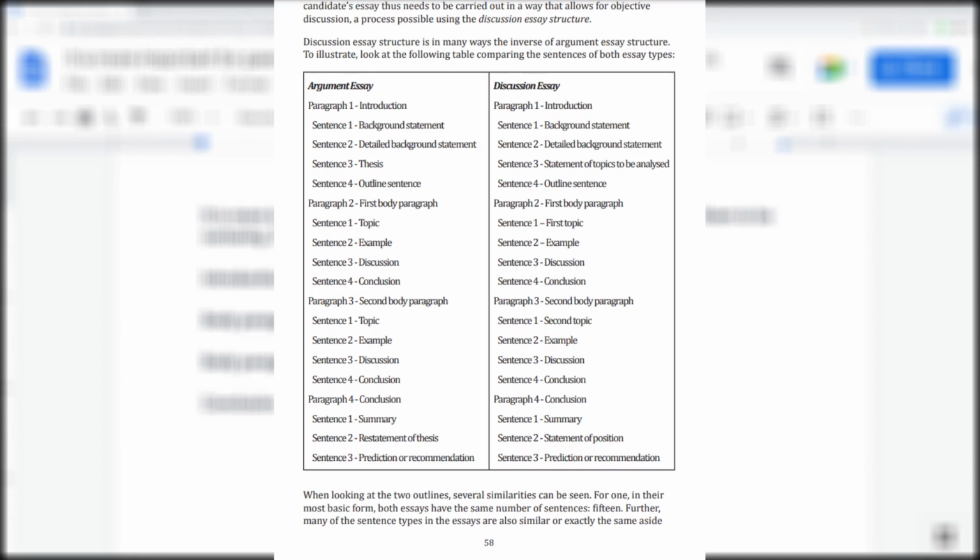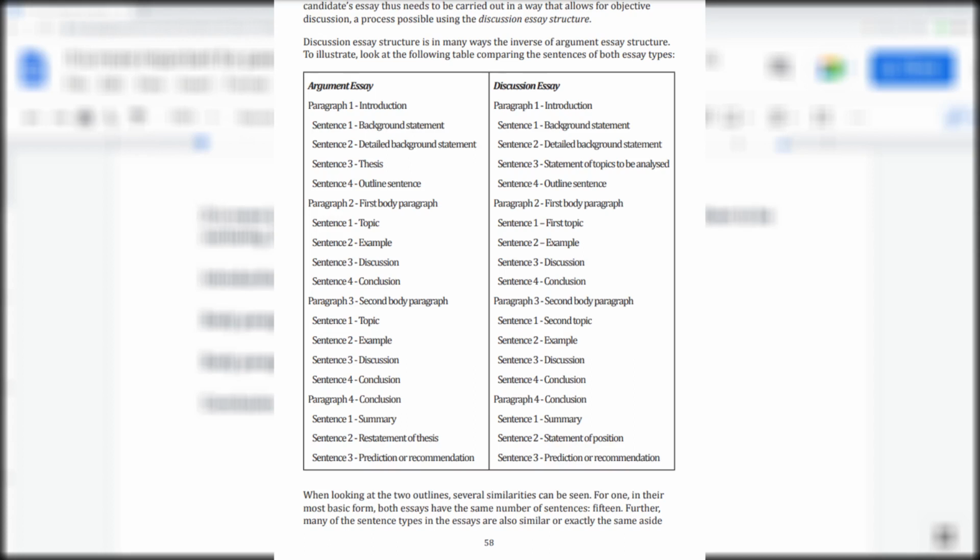But the one main difference is that in an argument essay, you as the writer are declaring an opinion at the beginning of the essay, and then you are upholding this opinion throughout the rest of the essay, and you are maintaining that opinion into the conclusion. So it's a very linear, straightforward type of essay structure.